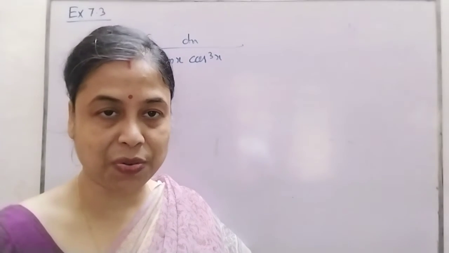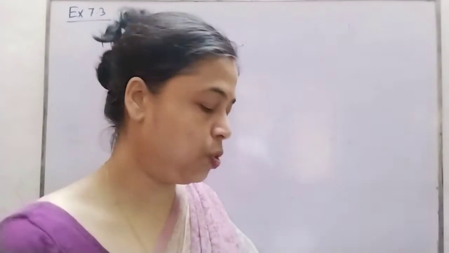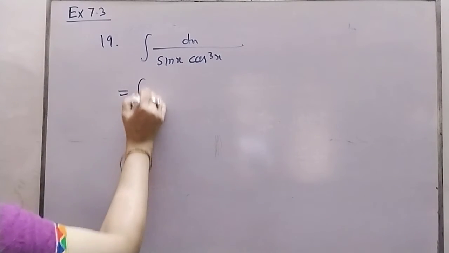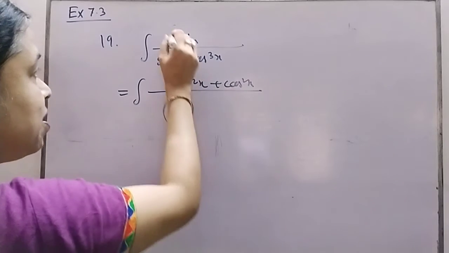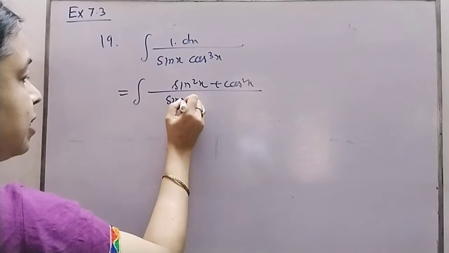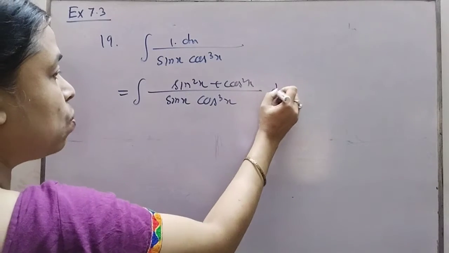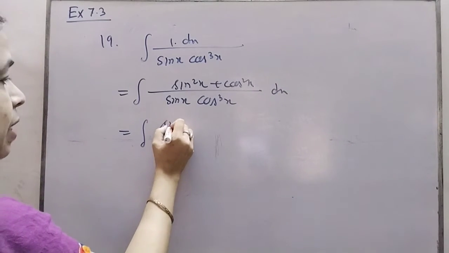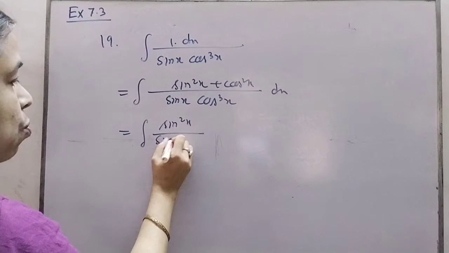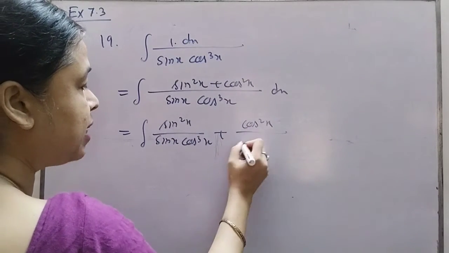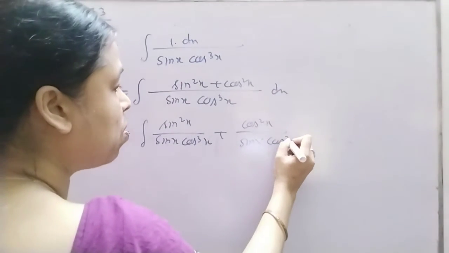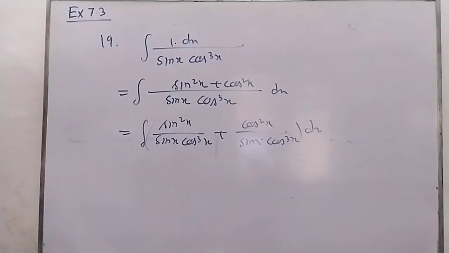Earlier you did a question like this, so we will convert it. Okay, so what I am going to do, let us write down the 1 as sin²x plus cos²x, because I can think 1 is present, divided by sin x into cos³x, whole into dx. Then I'll separate it as a sum of two expressions, plus cos²x by sin x into cos³x, whole into dx. Now some of the expressions are cancelled out. One sin will be cancelled out, right?